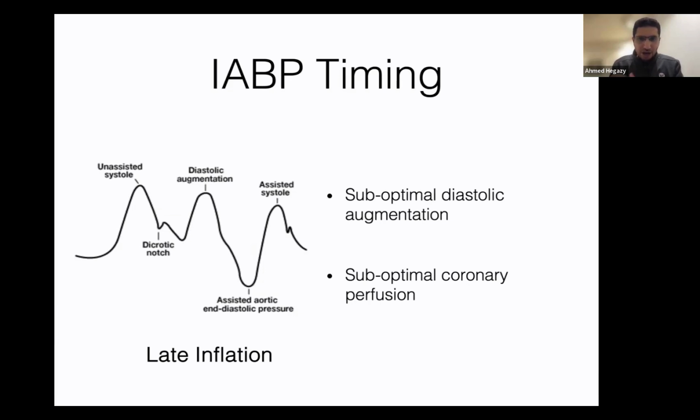You will not get optimal diastolic augmentation, because now, instead of augmenting throughout this entire diastole, you're augmenting very late in diastole. And so you don't have a lot of time here. And so the balloon pump will not augment the entire diastole. You'll get suboptimal diastolic augmentation. You've got suboptimal augmentation of the coronaries. So late inflation leads to a loss of benefit. It's not totally harmful, but you don't get the benefit of a balloon pump if it's inflating late.